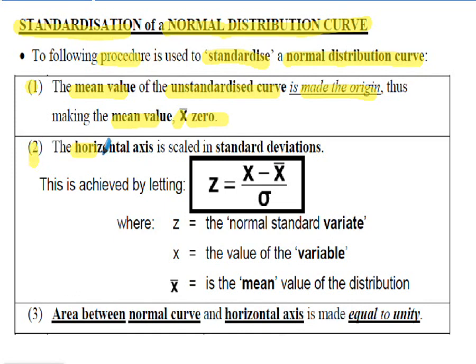Step 2. The horizontal axis is going to be scaled in terms of standard deviations. This is achieved by letting z equal x minus x bar over sigma, where z is the normal standard variate. We'll look at this in a moment in the examples. x is the value of the variable we're considering, and x bar is the mean of the distribution that we've calculated. Step 3, we're going to let the area between the normal distribution curve and the horizontal axis equal unity, have a value of 1.